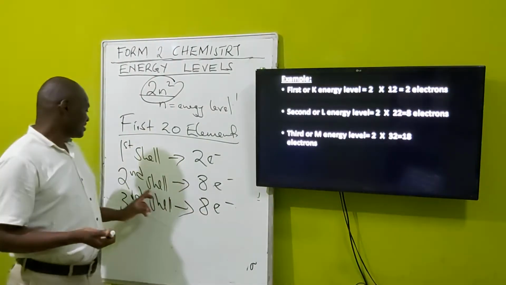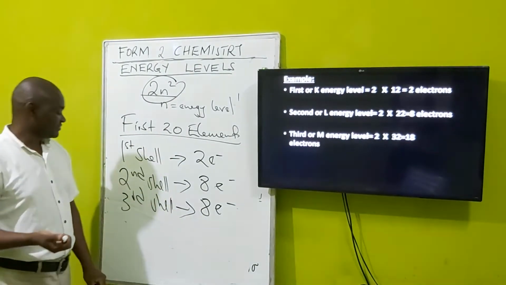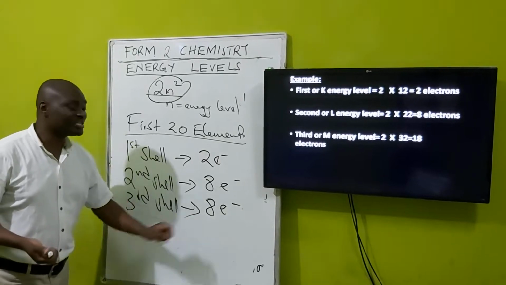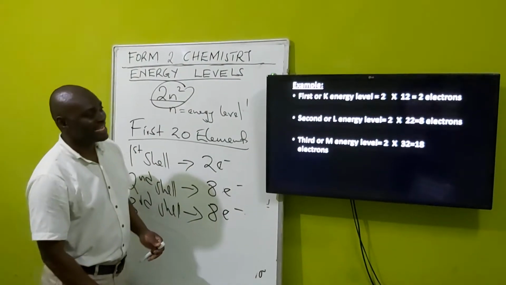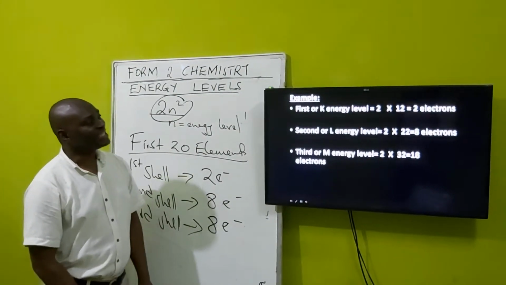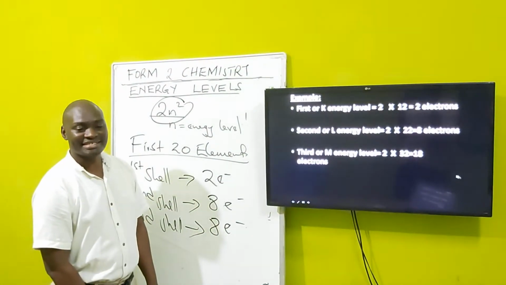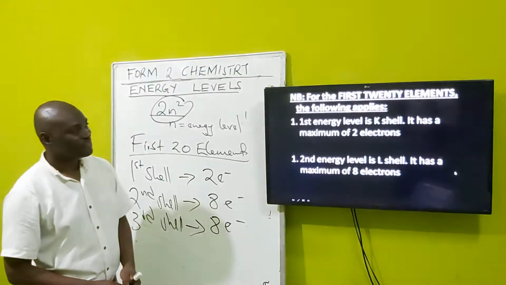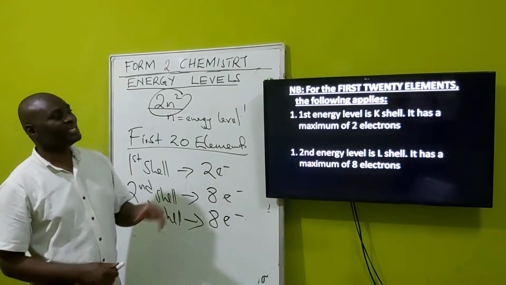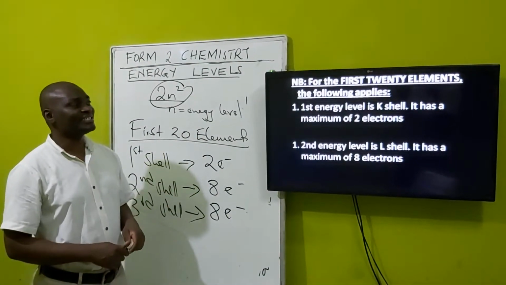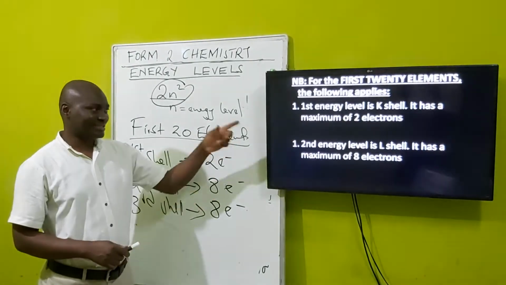Second energy level can accommodate a maximum of 8. And third energy level can accommodate a maximum of also 8. So the first three, that is K, L, M, it is 2, 8, 8. That is the rule we will follow. Now, for the first 20 elements, I think I've said that, the following applies.